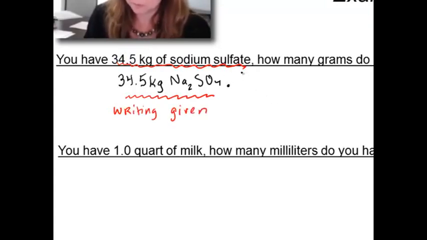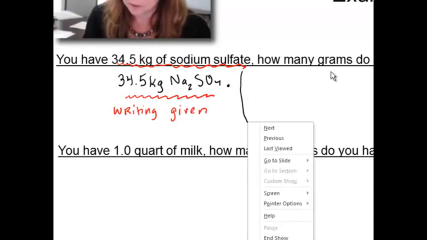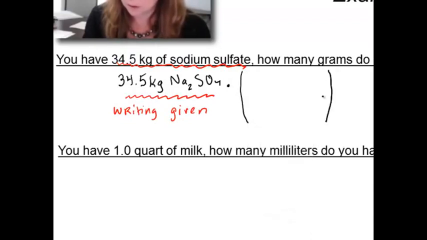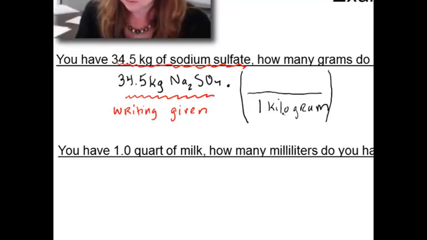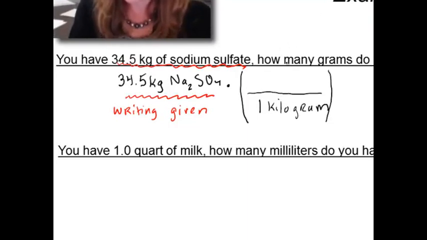Now we're going to have to multiply it by a conversion factor. And this is where you have to remember what the conversion between kilograms and grams is. Right now I wrote kg because I expect that you would know that a kg is a kilogram, but I'll write it out here just to be explicit. Kilogram and kg are the same. So how many grams are in a kilogram? Well, that's 1,000.